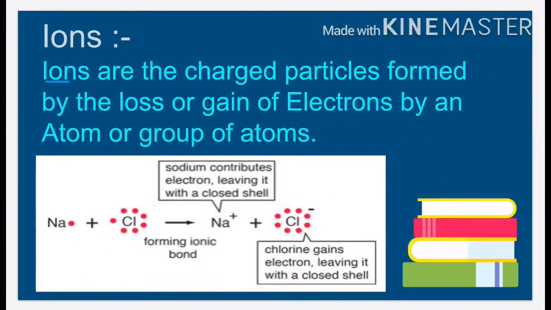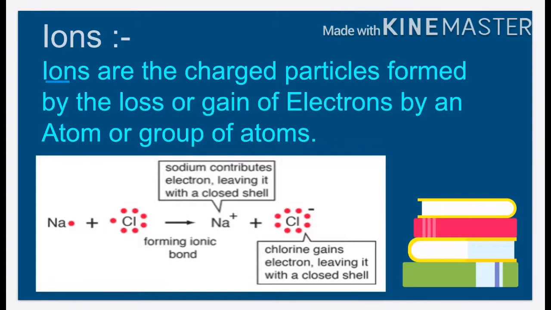So next we will see ions. What are ions? Ions are charged particles formed by the loss or gain of electrons by an atom or group of atoms. It means when an atom loses or gains some electron, it will form an ion. For example, in the case of sodium chloride, when sodium loses one electron, it will form Na positive, that is a cation, and when chlorine gains one electron, it will form Cl negative, that is an anion.